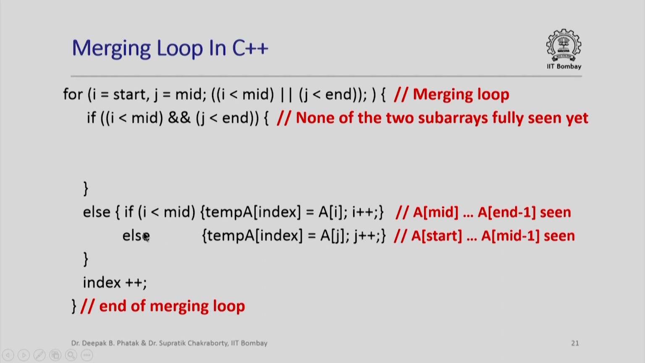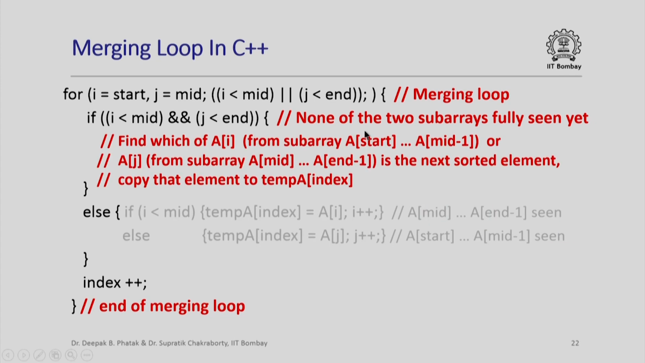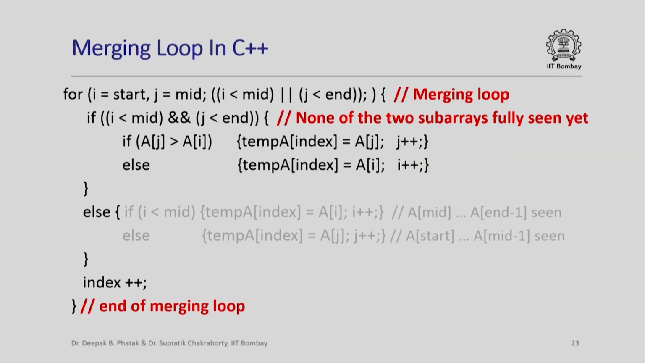The other case is when I have fully seen the first subarray A start through A mid minus 1, and therefore I am simply going to copy elements from the second subarray to temp A. So aj will be copied to temp A index and j will be incremented. What do we do when none of the two subarrays have been fully seen yet? We have to find out which of ai coming from the subarray A start through A mid minus 1 or aj coming from the subarray A mid through A n minus 1 should be the next sorted element, and I must copy that element to temp A index and I must increment i or j appropriately. So this is how we do it.